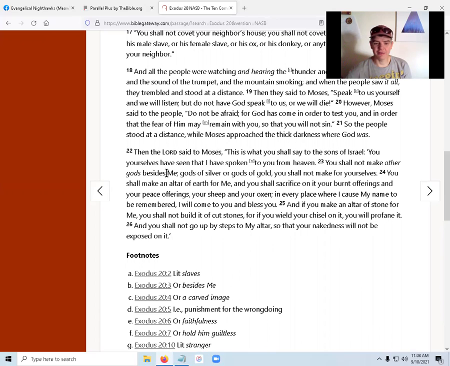You shall not make any other gods of silver or gold. You shall not make them for yourselves. You shall make an altar of earth. You shall sacrifice on it. It's like, why is God talking to Moses this way? I don't know. Maybe after the fact, Moses recorded it, because I'm sure that Moses wasn't writing it down right then. Maybe somebody much later recorded what was told to them.